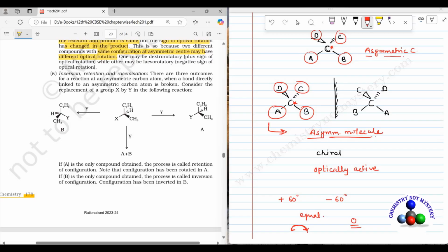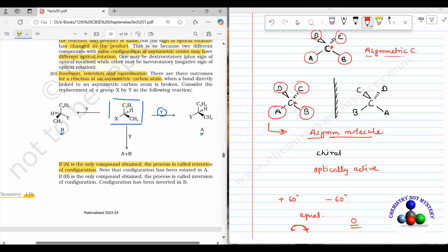Inversion, retention and racemization. There are three outcomes for a reaction at an asymmetric carbon atom when a bond directly linked to the asymmetric carbon is broken. Consider the replacement of group X by Y in the following reaction. Here this is the reactant molecule. When this X gets replaced by Y, if A is the only compound obtained, the process is called retention of configuration. Note that the configuration has been retained in A.